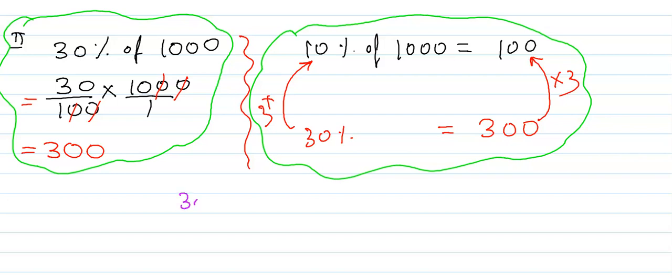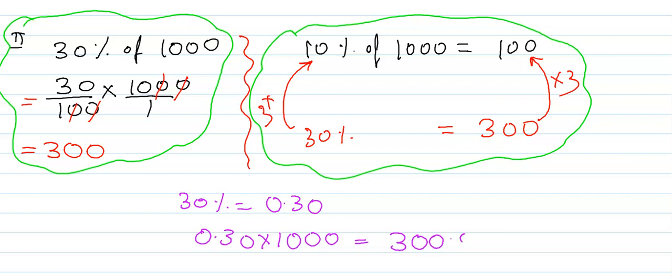And the last way is 30%. You can write down 0.30, and you can just multiply 0.30 times 1000. So I have explained three different ways. Whatever way you find easy, you can follow it. So 0.30 times 1000 will be 300.00. So the answer is still 300. Is that okay?